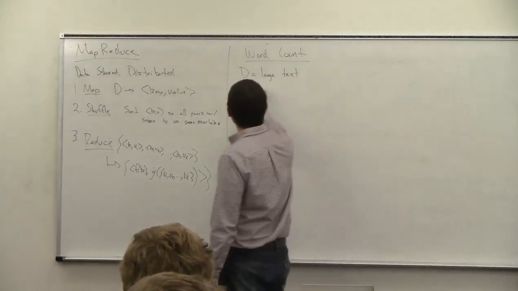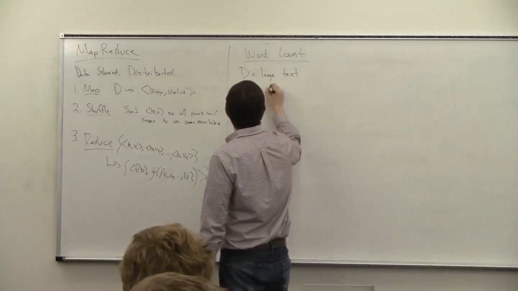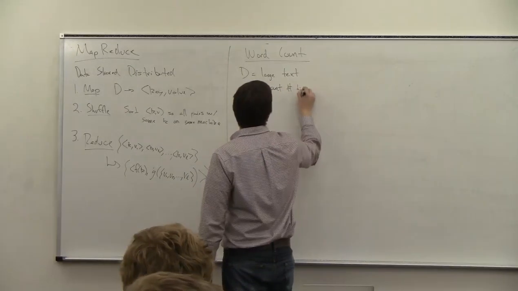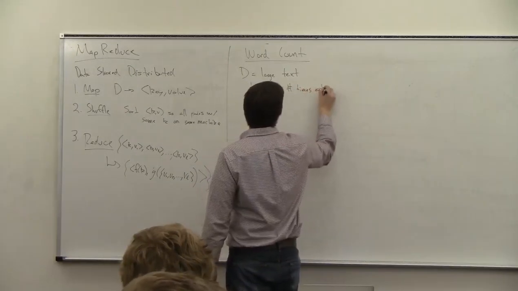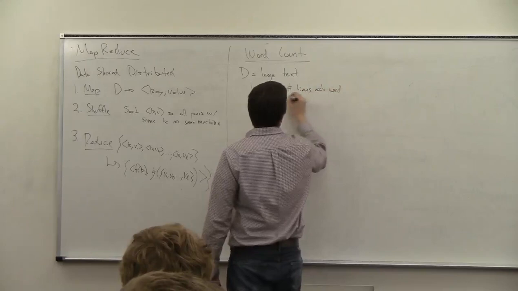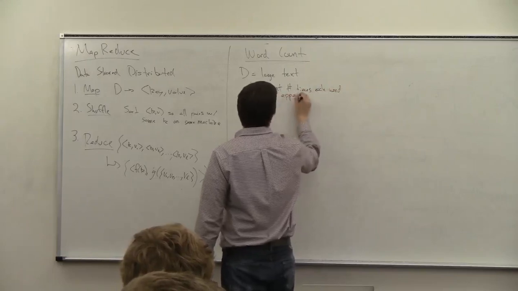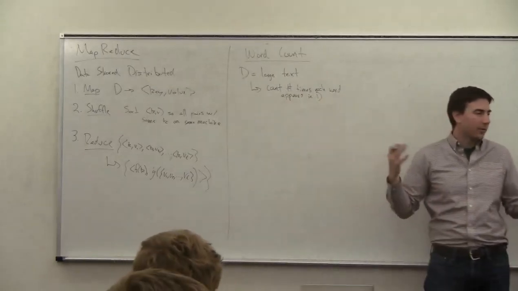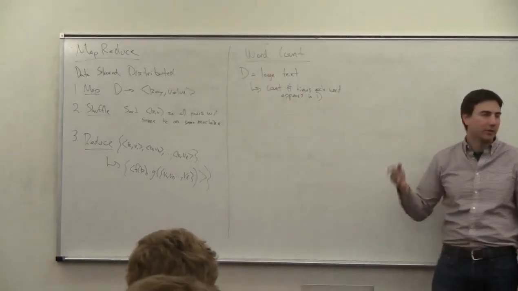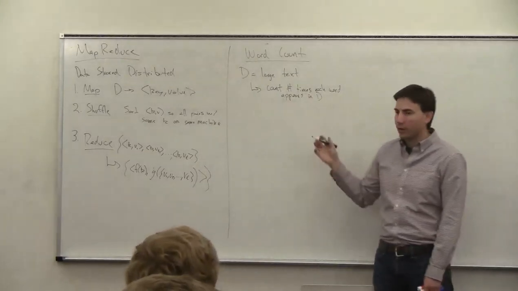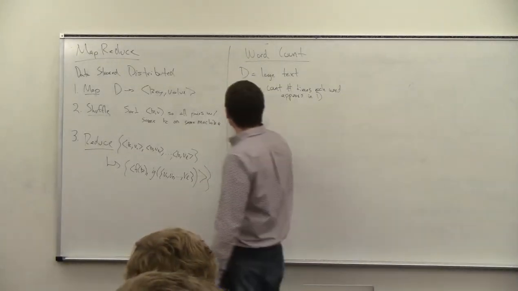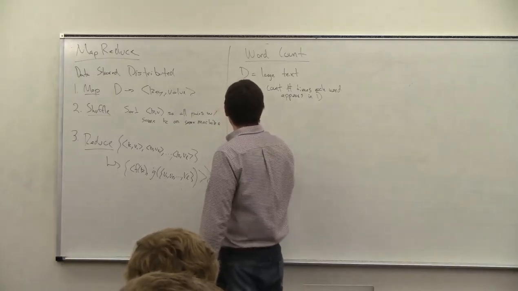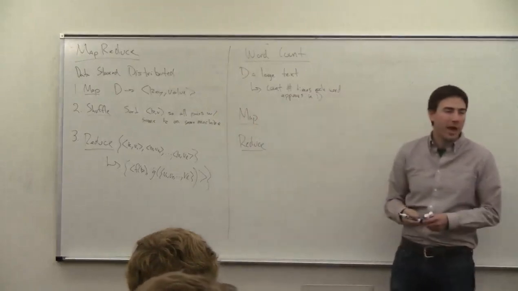And the goal is to count the number of times each word appears in D. Okay, so this is the simplest MapReduce program, basically. This is like the hello world of MapReduce. Okay, so who remembers the two operations I need to do for map and reduce?